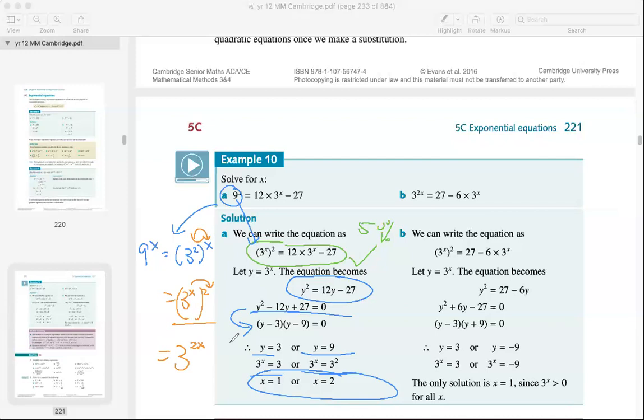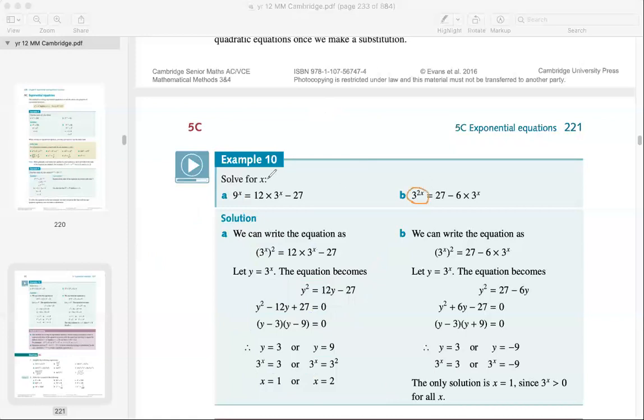And after we've done this one, we move on to the next one, b. B looks easier, right? Because they already help us to change it to 3 to the power of 2x, right? Again, we use the same thing, y equals 3 to the power of x. Then we get this one, right? Again, we use our cross product to get this one.